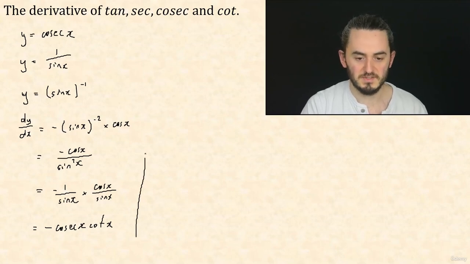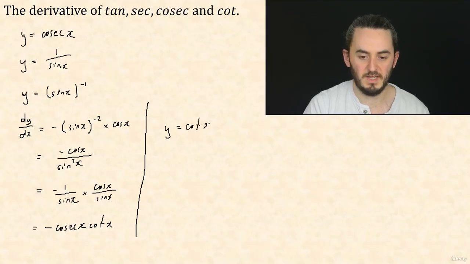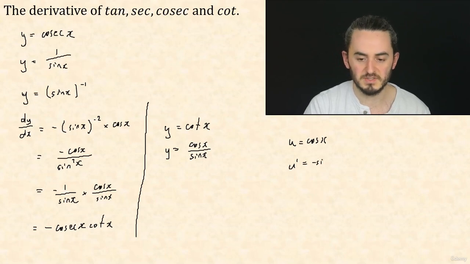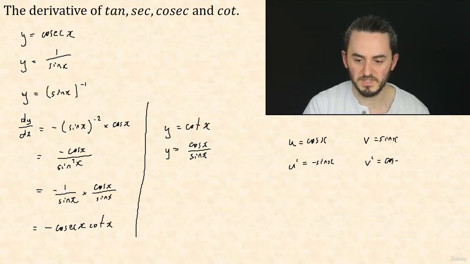Okay, last one is the derivative of cot x. So if y equals cot x, well, remember what cot x is. It's cos x over sine x. Much easier to think about it that way than 1 over tan x. We could do this as 1 over tan x, but it's quite a lot messier than doing it like this. Okay, I can now use the quotient rule. My u is cos x, which means that u dash is minus sine x. My v, the denominator, is sine x, which means my v dash is cos x.